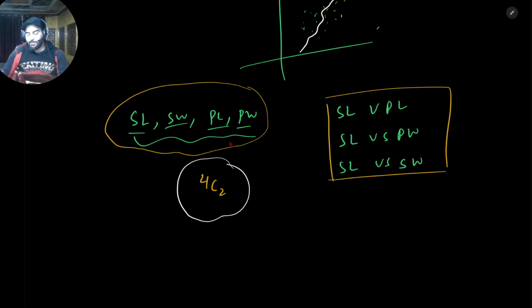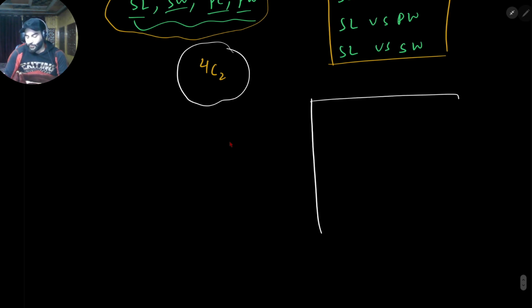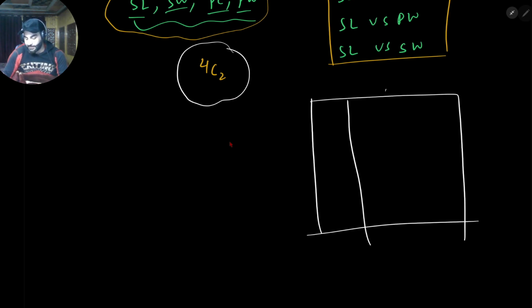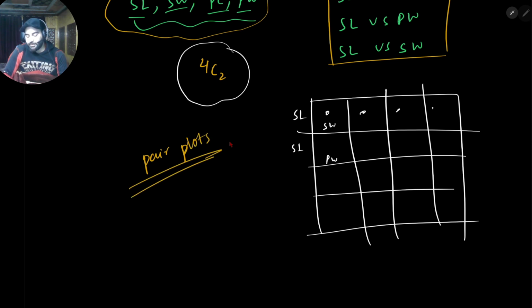So here we'll be making some graphs, and in that we'll have a bunch of graphs like this. For the first, for example, let's suppose sepal length, and here we'll have sepal width. Then we'll have, let's suppose, sepal length and petal width, things like this. So we'll make different graphs over here. We call them pair plots. I think we have also covered the concept of pair plots.